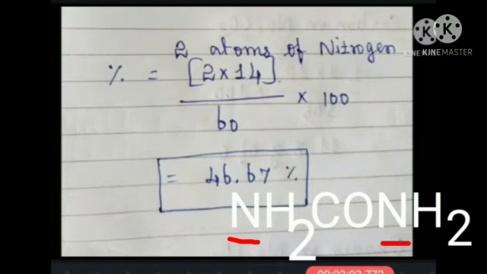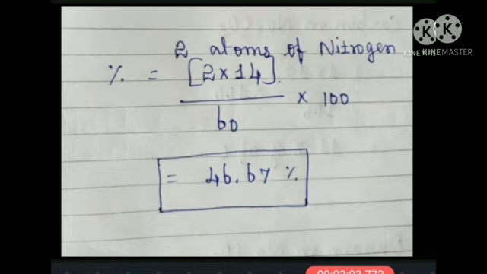This one should be written in the numerator, divided by the relative molecular mass of urea. Now we only have to find out 60. So 60 into 100, we get 46.67 percentage of nitrogen. Okay. So in the numerator we have to write the weight of the atoms of nitrogen, or whatever they ask in the question, divided by its total relative molecular mass.